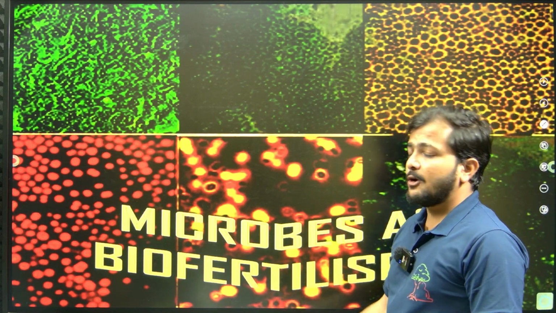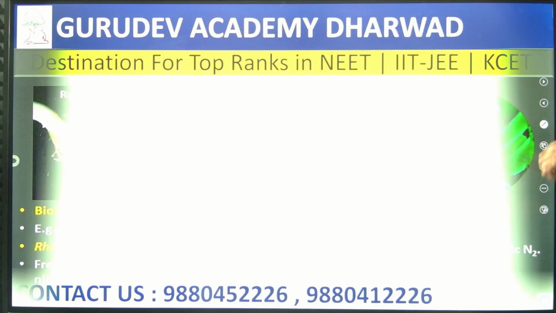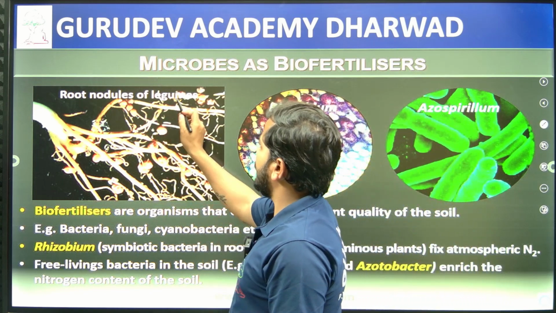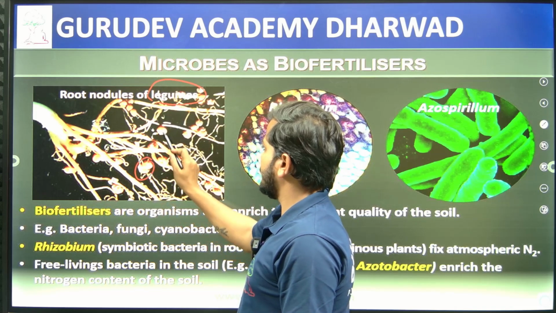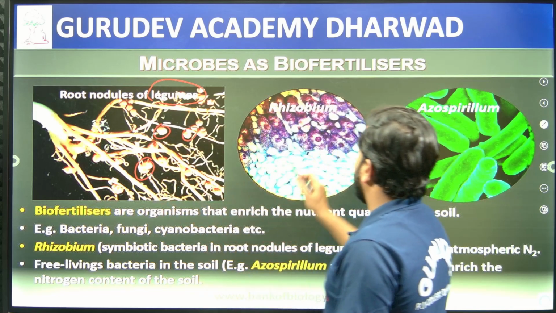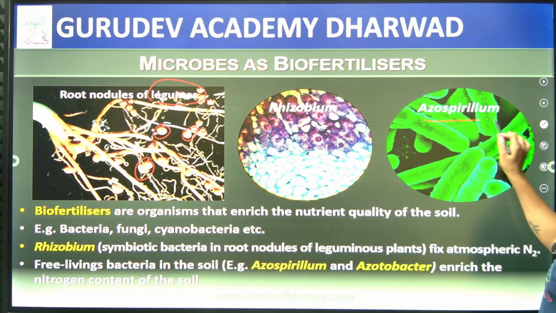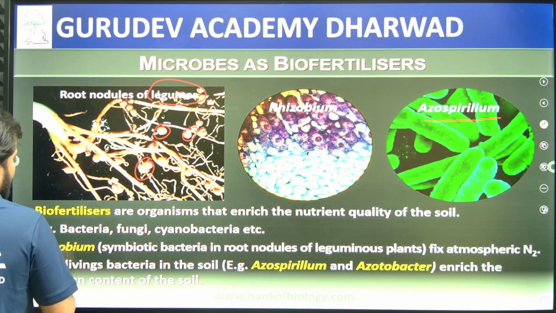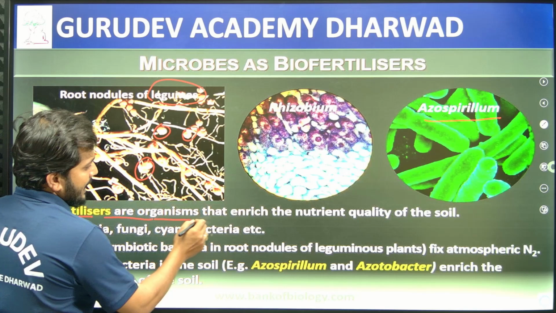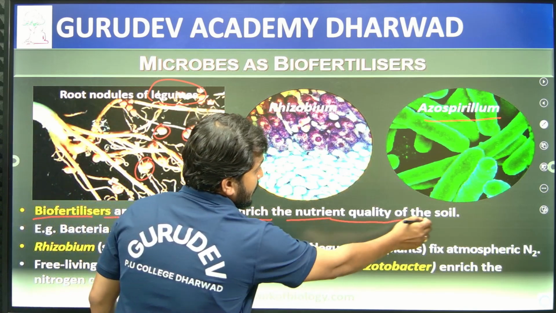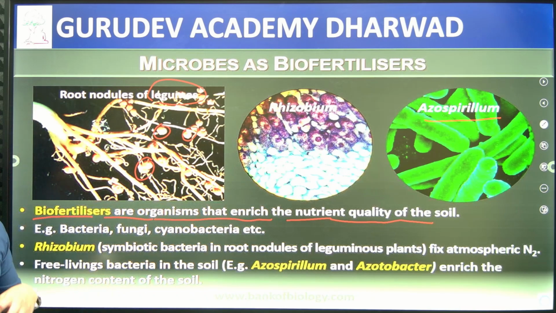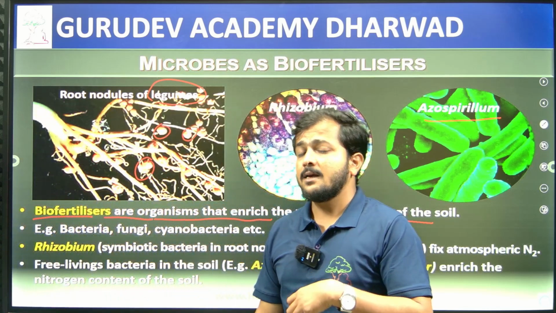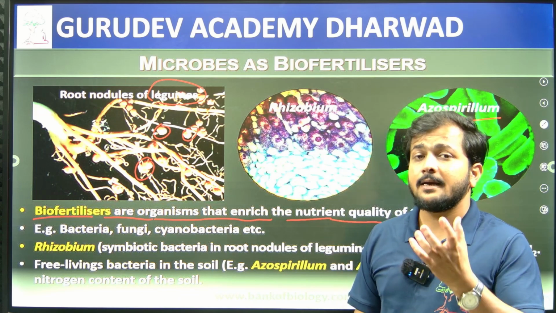Then microbes as biofertilizers: microbes play a very important role as biofertilizers. Consider the root nodules of a leguminous plant or legumes; you can see this nodule-like structure. Rhizobium is one of the bacteria, and Azospirillum is again one of the bacteria which can be used as biofertilizers. Biofertilizers are organisms that enrich the nutrient quality of the soil. These organisms help with the growth and development of a plant, and they increase the nutrient availability for the plant inside the soil.